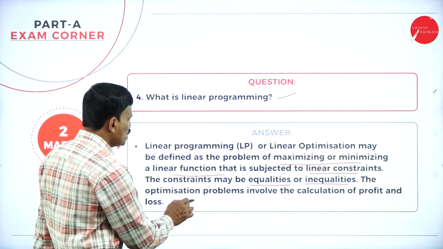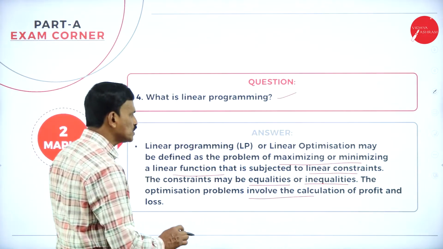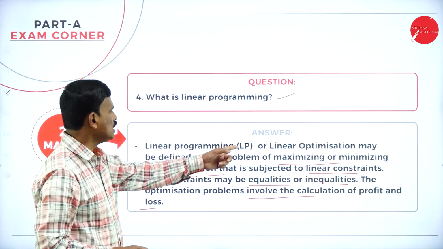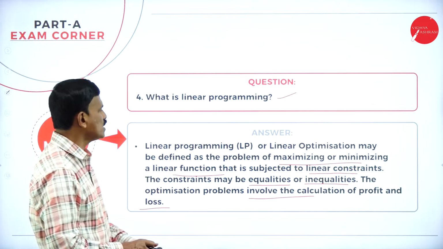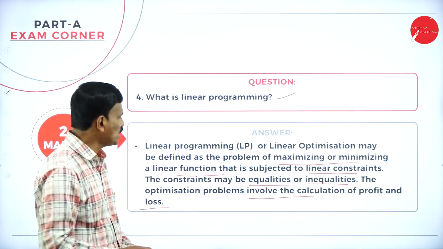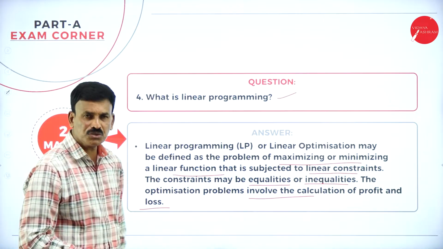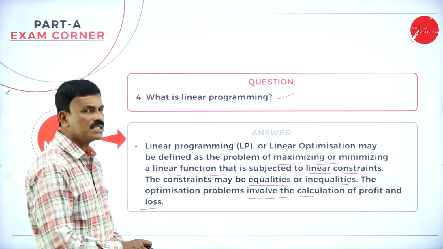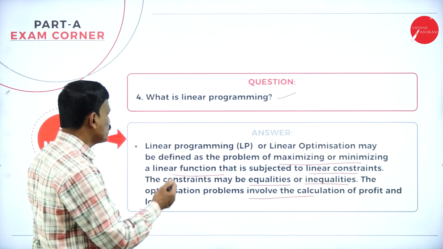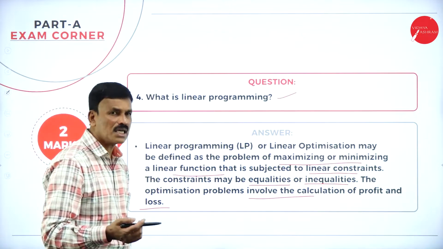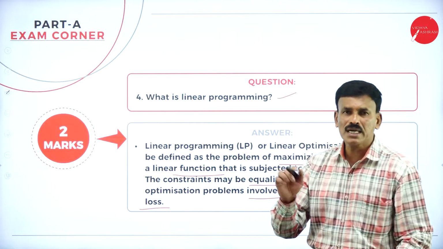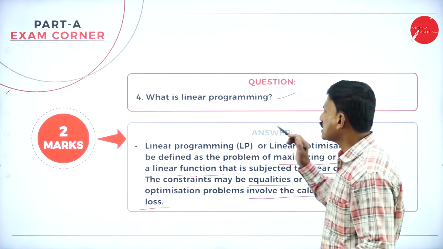The optimization problem involves the calculation of the profit and the loss. So, linear programming or linear optimization may be defined as the problem of maximizing or minimizing a linear function that is subjected to the linear constraints. The constraints may be equalities or inequalities. The optimization problem involves the calculation of maximum profit and minimum loss. Now, let us come to the next.